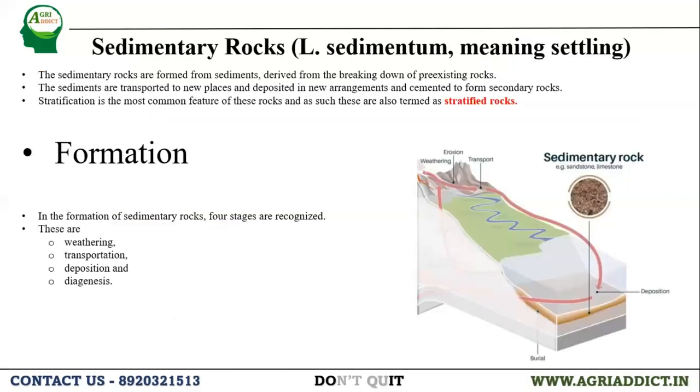Next is sedimentary rocks. Same, the name is derived from a Latin word. Sedimentum means settling. They are also called secondary or stratified rocks. The formation, as we saw earlier, involves weathering or disintegration, transportation, deposition, and diagenesis.